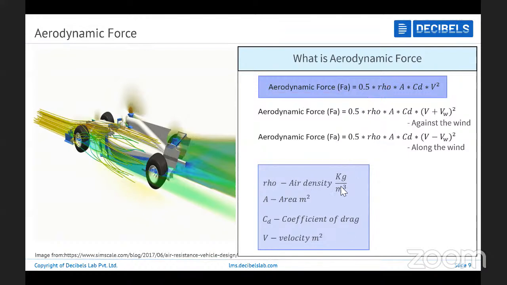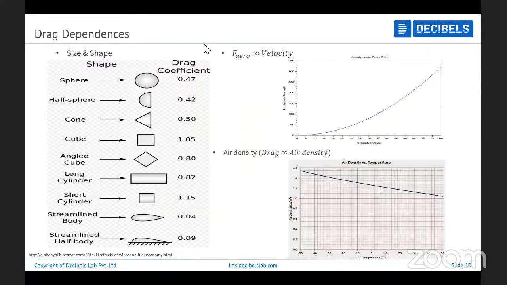So we'll look into how these parameters are going to be affected and what influences them. First, the CD value, which we were discussing here. It depends on the size and shape of your object. For different object conditions you can see different CD values. For the streamlined body and the half streamlined body, you can see the lowest CD value compared to the others.